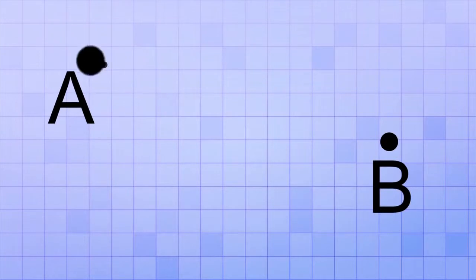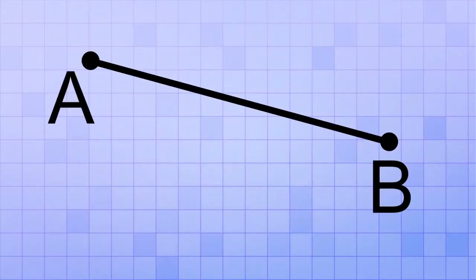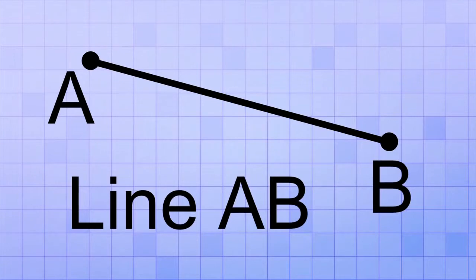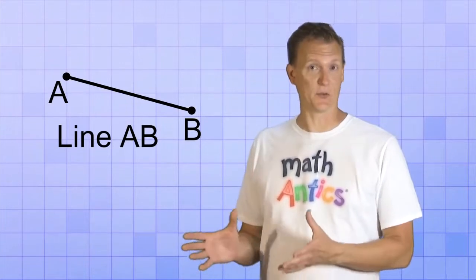If you start at point A and go to point B taking the shortest distance possible, you would have gone in a straight line. A line is the next most basic element of geometry. We name a line by the points that it goes through. For example, we would call this line AB because its endpoints, where it starts and stops, are points A and B. But technically, this isn't really a line.